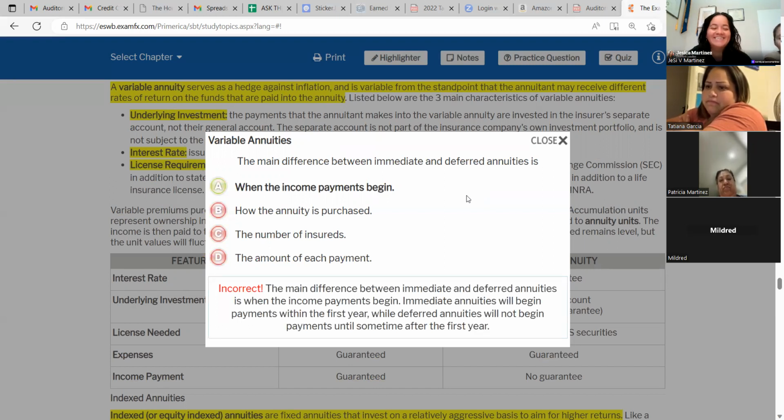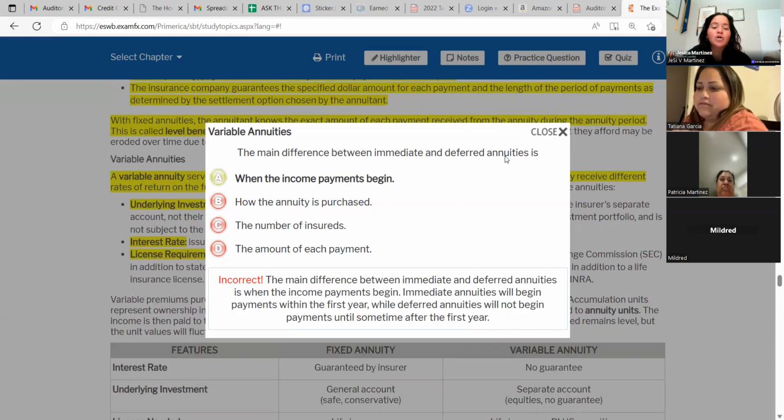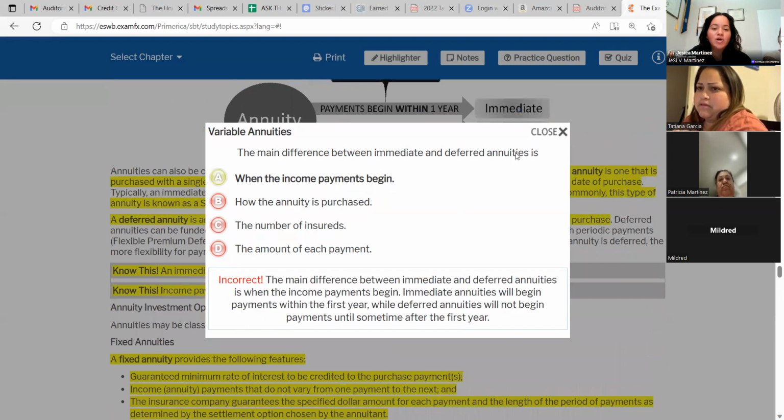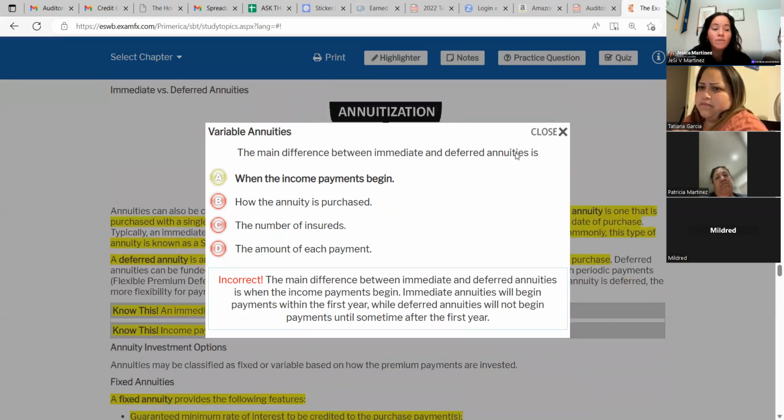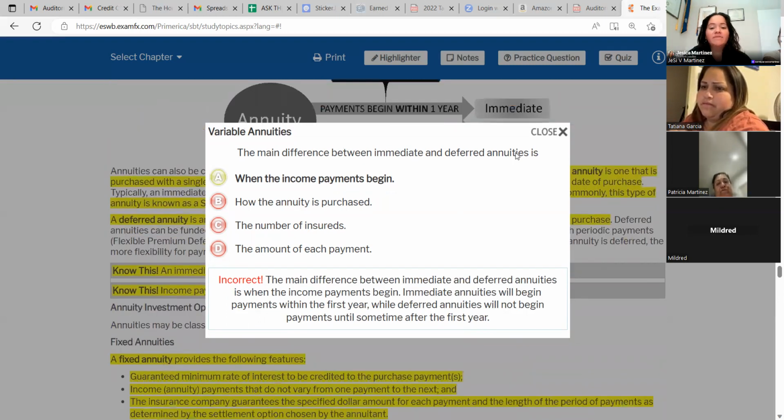And that throws you off because I could have sworn it was when it was purchased. Yeah, because how are they going to know which one they chose? So you can, I guess, because you can always purchase it in one payment, but you have the option to do the immediate or deferred.